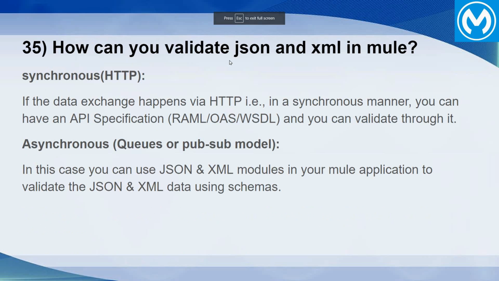How can you validate JSON and XML in Mule? These two are file formats, JSON and XML. Now, if you receive JSON and XML files through HTTP, I mean, if you create a REST API and you receive them via an HTTP call from a sender, then you can have an API specification. If the data exchange happens via HTTP in a synchronous manner, you can have an API specification that is either RAML or OAS or WSDL, and you can validate through it.